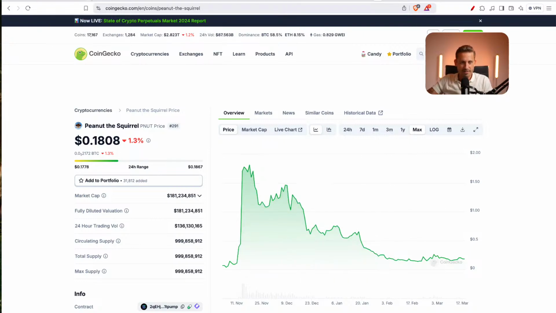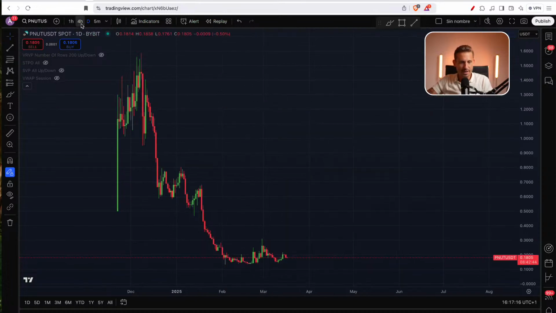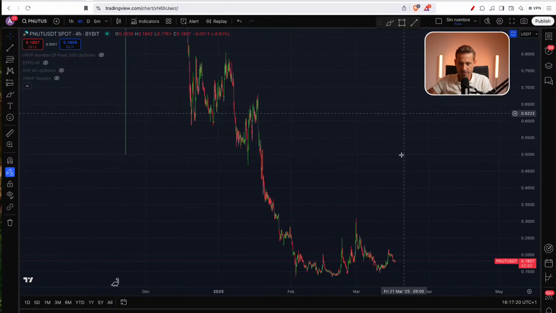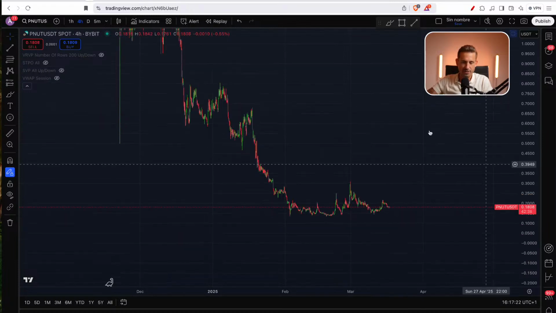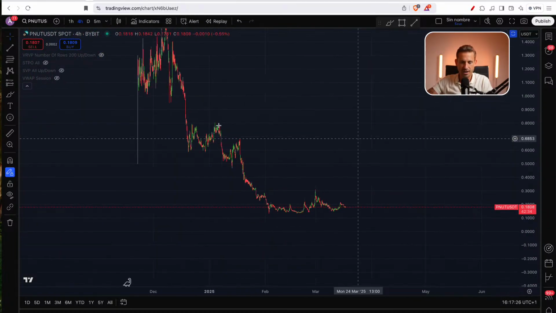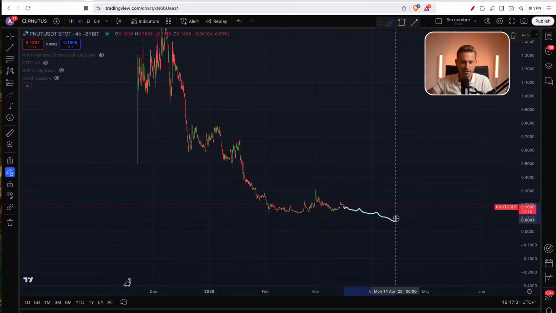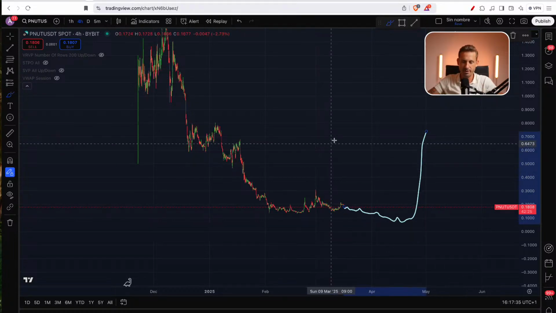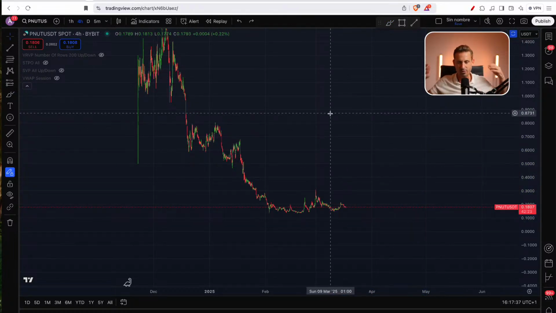Is it bottoming out? That is the question, right? Is this bottoming out, and is it going to start a recovery? I personally don't trust these guys. Lots of these coins, they just die off, right? They kind of just die off. Can the community bring Peanut to life again? We need an altcoin season. We need a meme coin season.